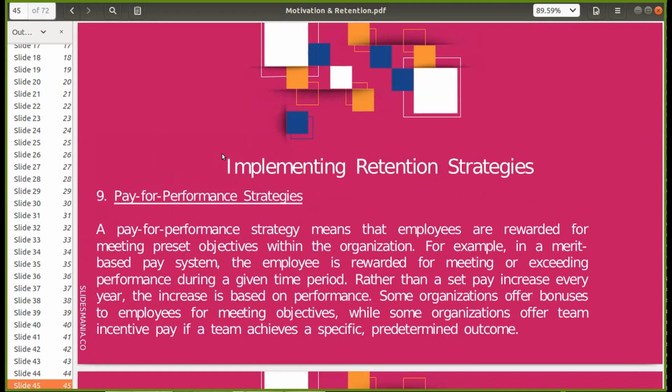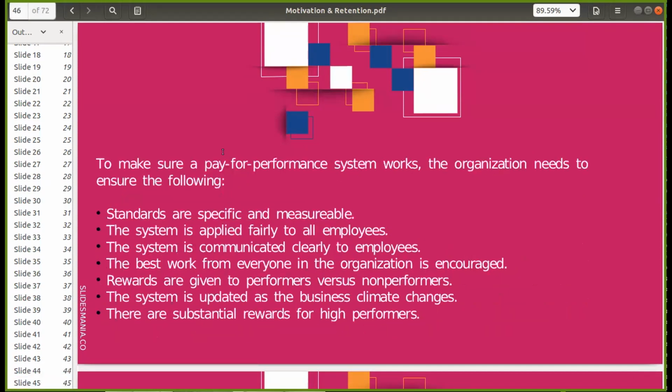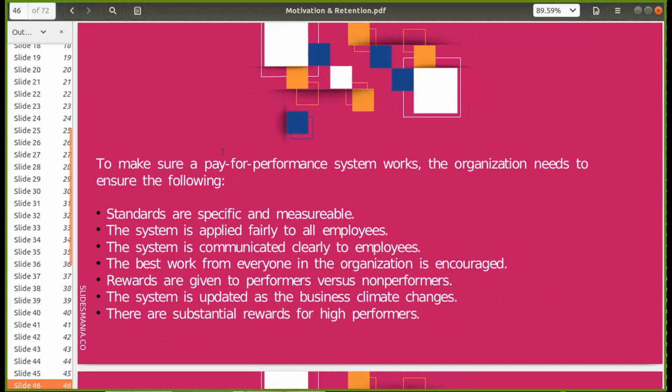Then, pay for performance strategies. So, alam na natin to, na-discuss na natin to. Yung merit-based pay. Nire-reward sila base sa kanilang performance. Okay? Hindi na natin i-discuss pa to class.